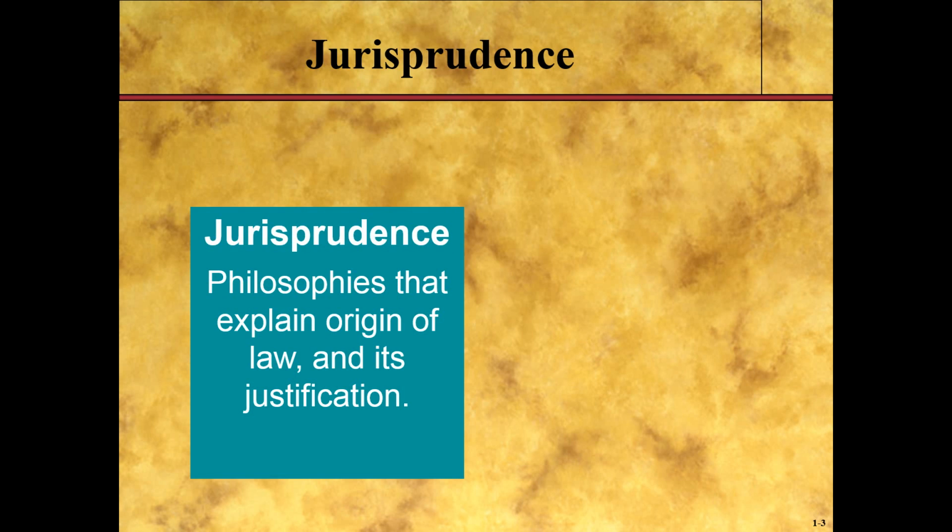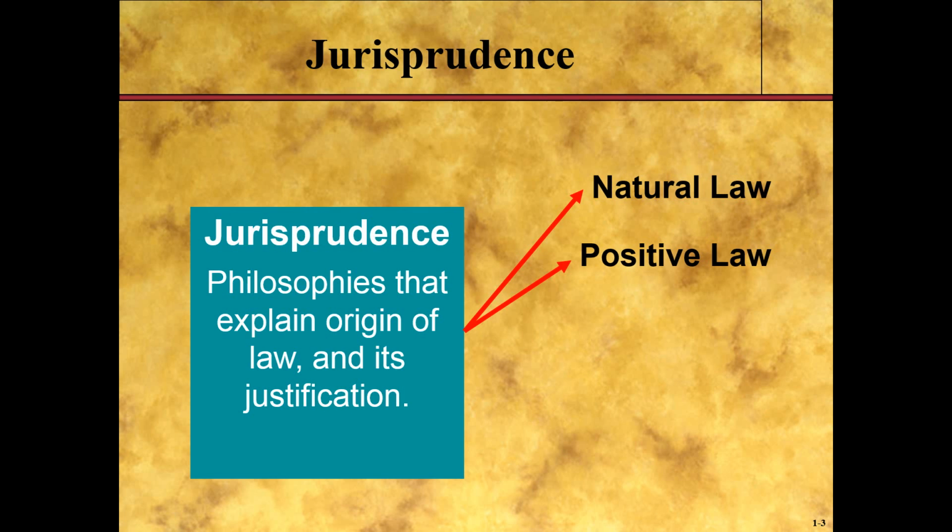Before we get to all of those details, I do want to talk about jurisprudence. Jurisprudence is philosophy that explains the origin of law and its justification. Now, there's natural law and there's positive law. Let's compare and contrast those two schools of jurisprudence.